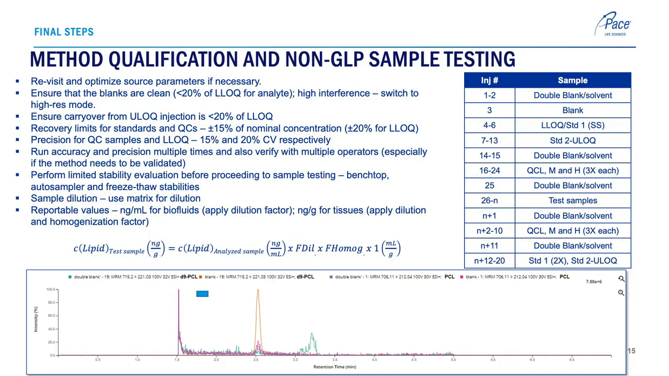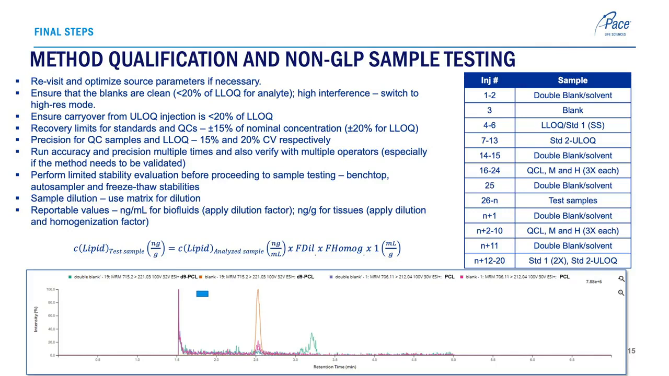Standards and QCs are prepared by spiking in known amounts of lipids in the matrix, followed by extracting using internal standard containing extraction solvent or solid phase extraction. The recovery limits for standards and QCs shown here are directly adapted from FDA's bioanalytical method validation guidance document. In addition to accuracy and precision, also perform limited stability evaluation, including benchtop, autosampler, and freeze-thaw stabilities, as sample stability during preparation, while the samples are sitting in the autosampler, and while undergoing harsh freeze-thaw may affect the accuracy of the quantitation.